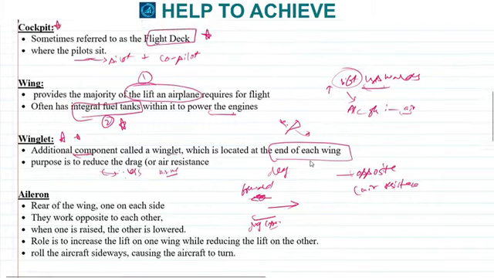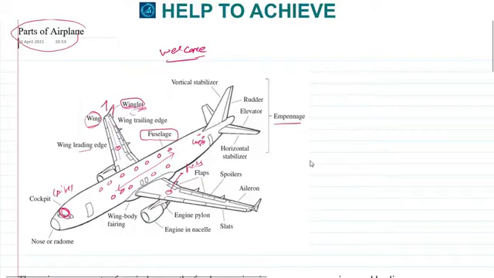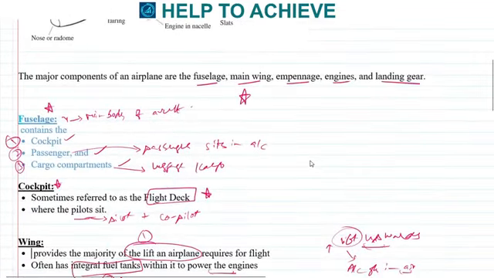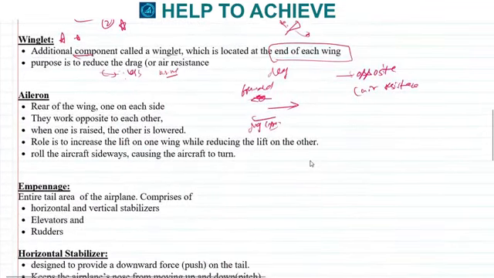Next, moving to other components like the aileron. The aileron is located somewhat nearer to the wing only. In the diagram we can see the aileron is marked. So what this aileron does is, as we can say from the diagram, it is on the rear component of the wing and it is there on either side of each wing.